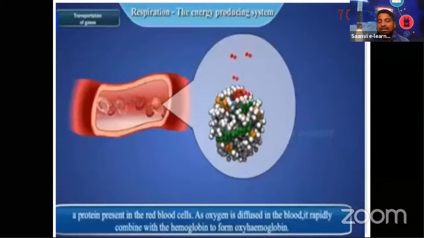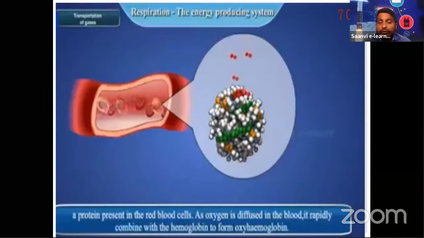See, hemoglobin is a protein material present in the red blood cells. As oxygen is diffused from the alveoli of the lung to the blood capillaries, as you know, in the blood capillaries, blood cells are floating. So when oxygen diffuses from the alveoli of the lungs into the blood, it rapidly combines with the hemoglobin to form oxyhemoglobin. Okay.